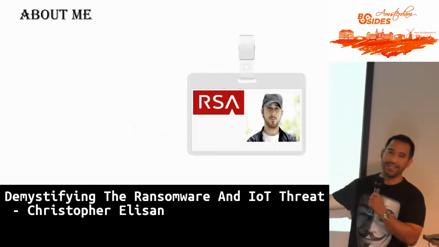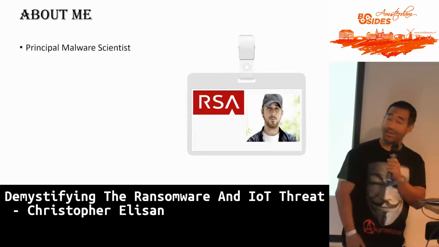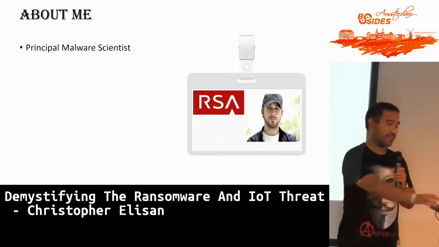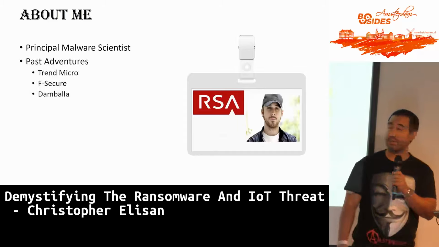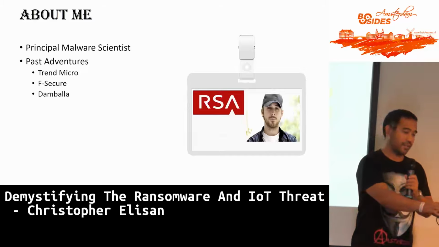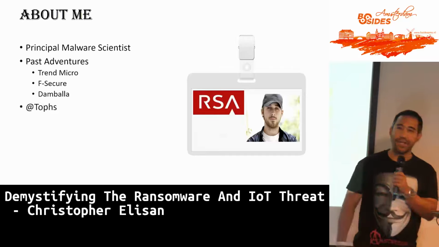So this was me when I started in the industry. I had long hair. Now it's gone. So currently, I'm with the RSA. I'm the resident principal malware scientist. And before that, I was with Trend Micro, F-Secure, and Dambala, which is a company founded by Georgia Tech in Atlanta. And if you can, follow me on Twitter.